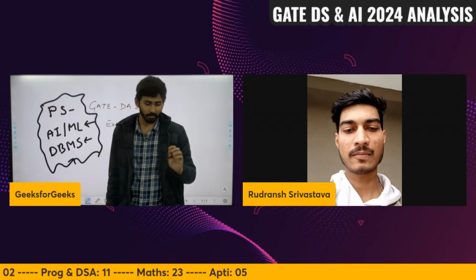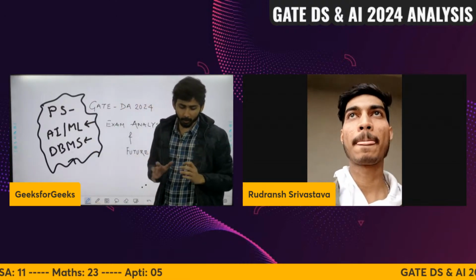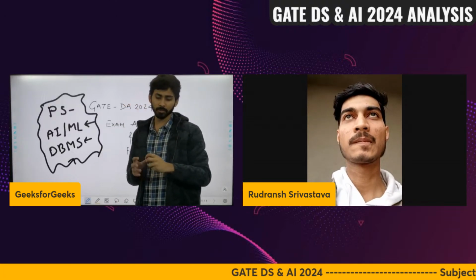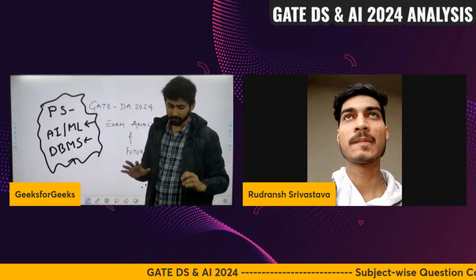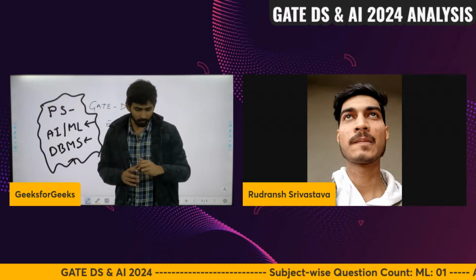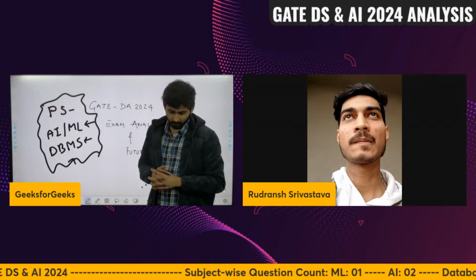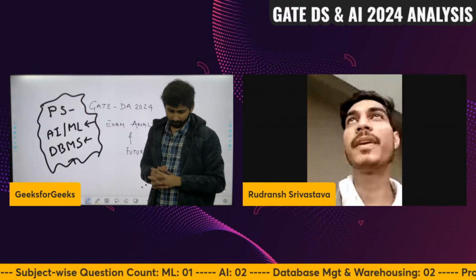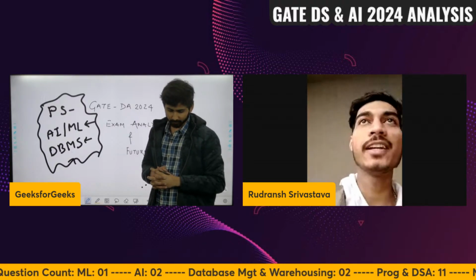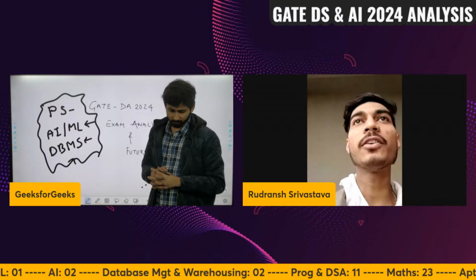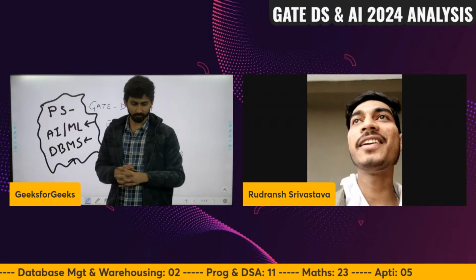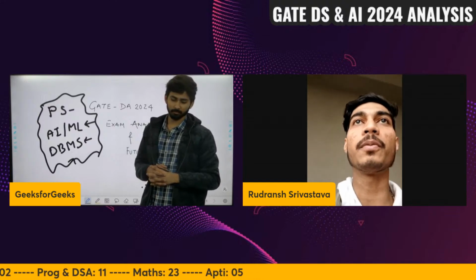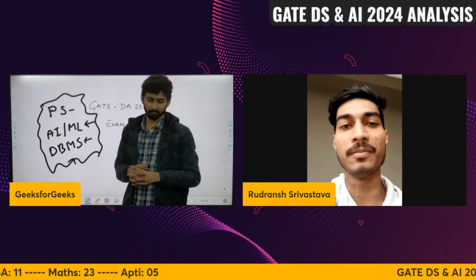So tell me, Rudransh, what was the environment over there? How many students did you see in the examination hall? Was it much crowded, or were the students not that engaged? Yes, at this time a very big number of people came and appeared in the GATE examination. My center was in Ghaziabad, and I didn't expect that many people to come to the outer area, but a huge number of people came to appear in the data science paper.